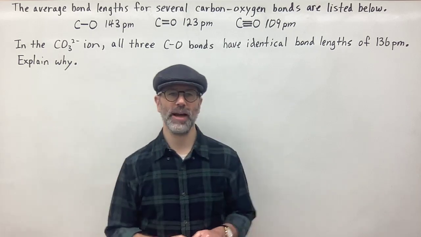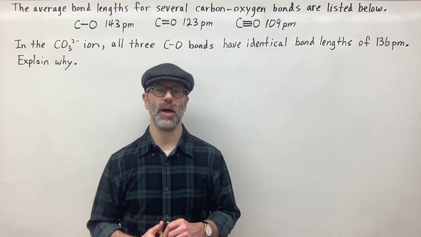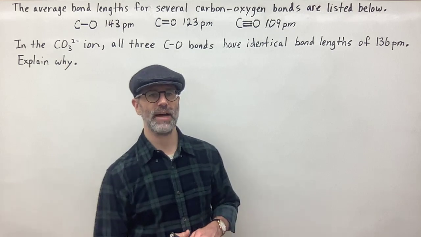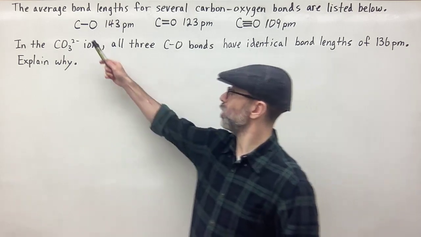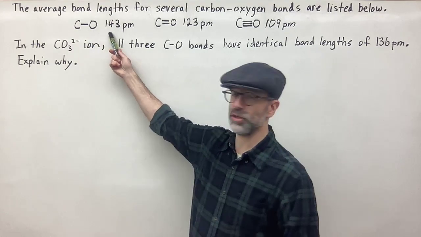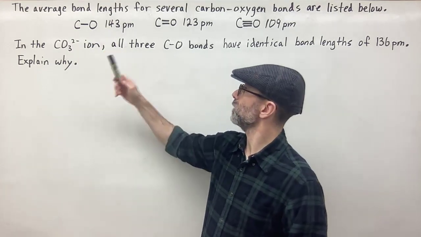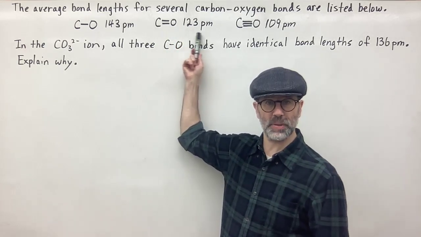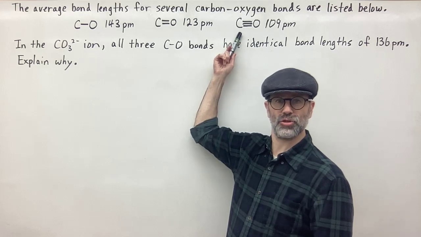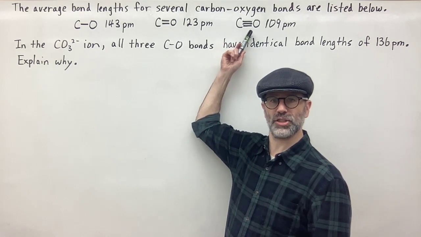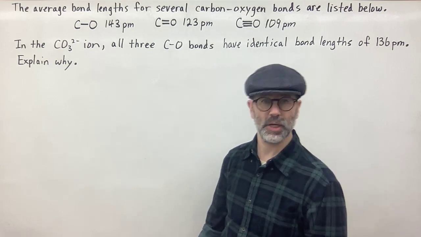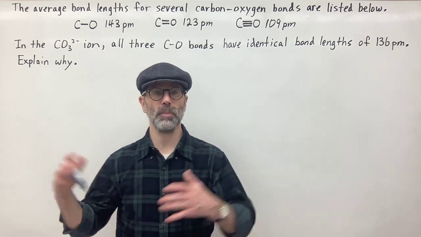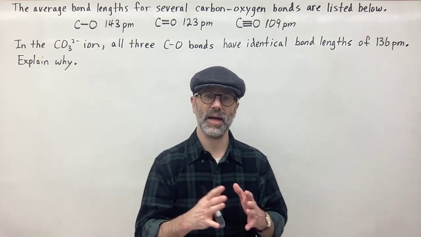So in this problem we're given the average bond lengths for several carbon-oxygen bonds. We have the single bond here. The single CO bond is 143 picometers. The double bond between carbon and oxygen is 123 picometers, and the triple bond between carbon and oxygen is 109 picometers.